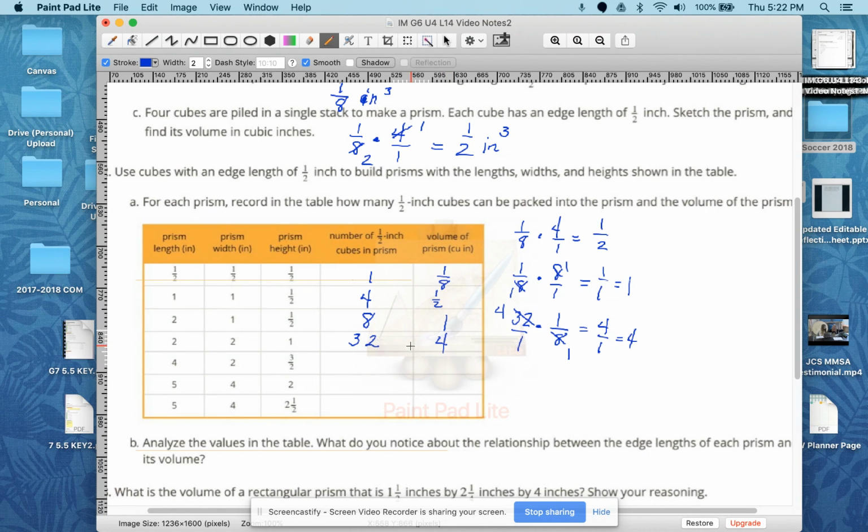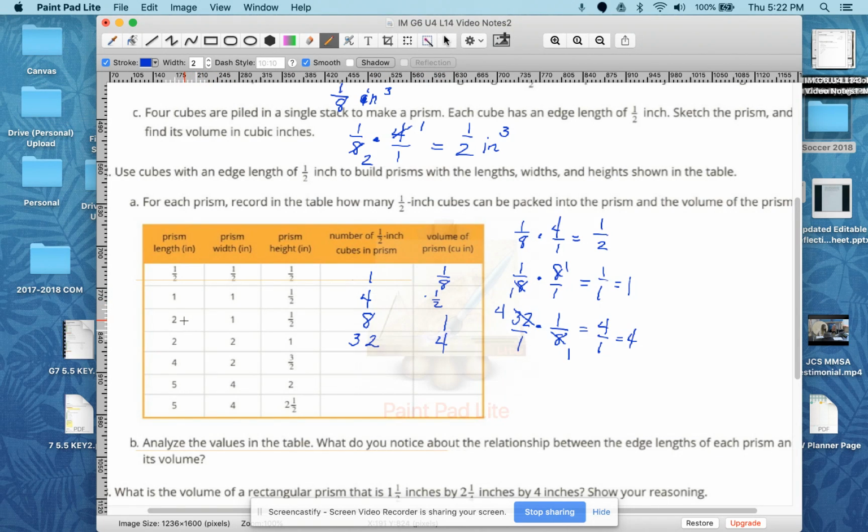So let's look and see if we see a pattern here. The pattern is, if I take 1/2 times 1/2 times 1/2, what is my volume going to be? 1/2 times 1/2 times 1/2 is going to be 1/8. This one I take 1 times 1 times 1/2 and I get 1/2.